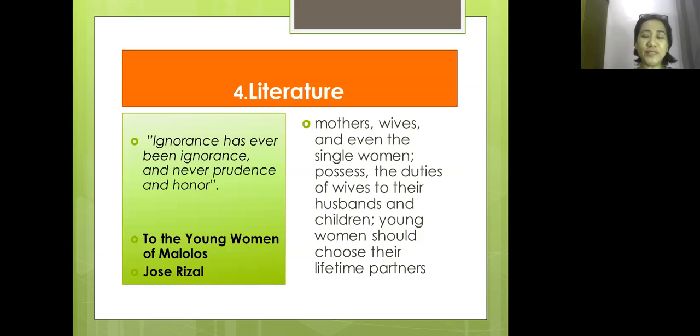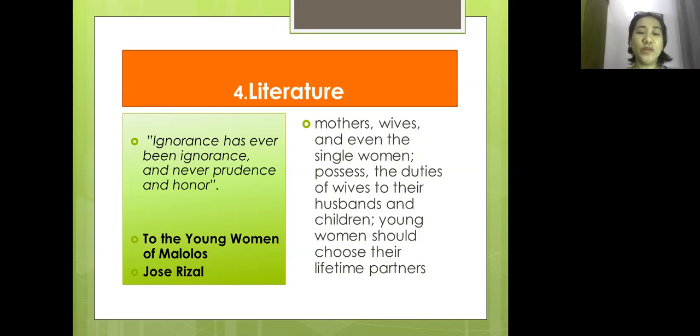Okay, so the next one would be literature. I have here as my sample the letter of Rizal to the women of Malolos, Bulacan. So he wanted to point out in here that the women educated themselves, and they tried to be as strong as men as they could, and they wanted to fight for their rights. They wanted to be visible in society. Okay, it's a women's movement, and they wanted to do their role in the society.